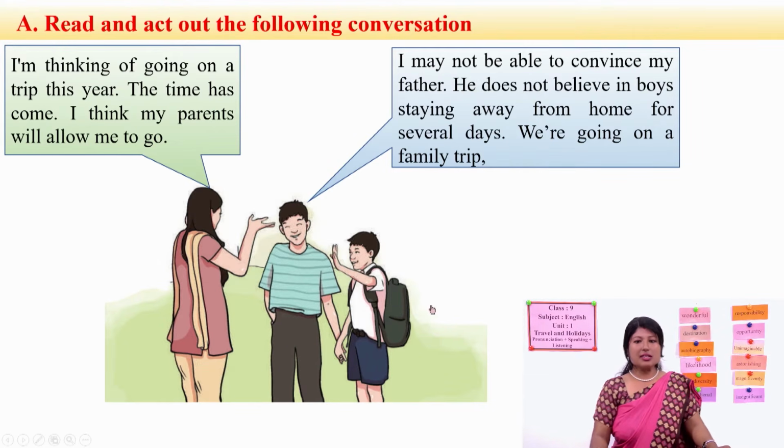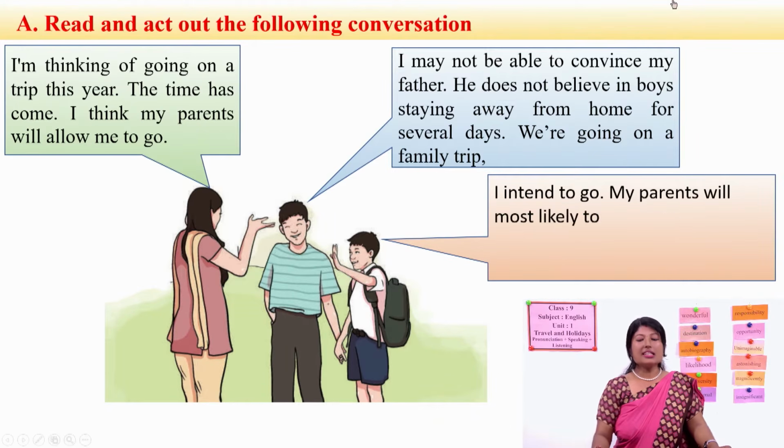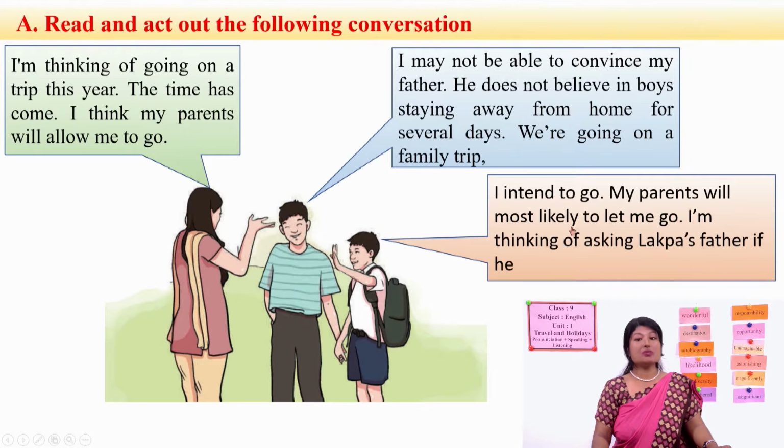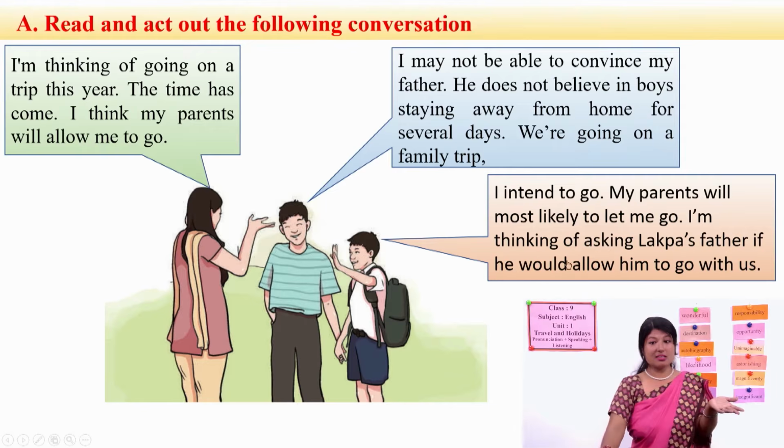And what does this third boy say? The third boy says, I intend to go. My parents will most likely let me go. I'm thinking of asking Lakpa's father if he would allow him to go with us. So the third boy also has the intention that his parents will allow him to go, and is even asking Lakpa's father if he would allow him to go with us.